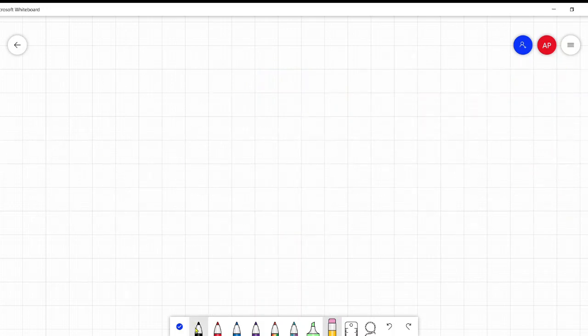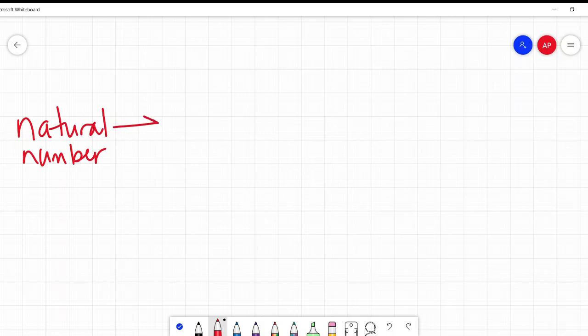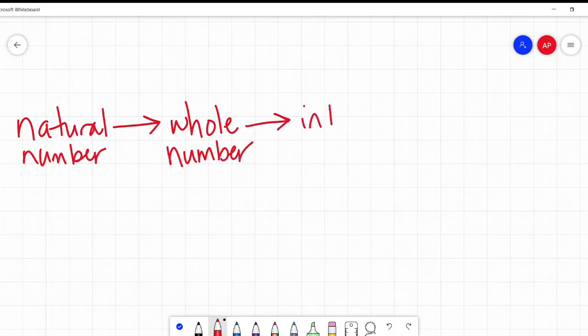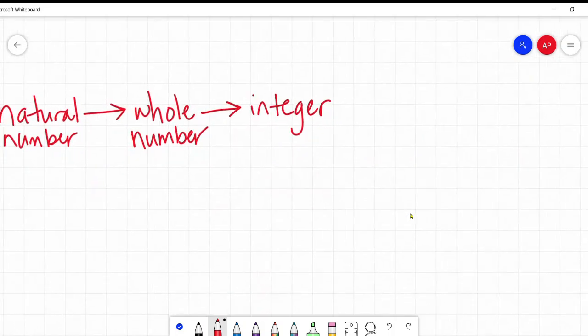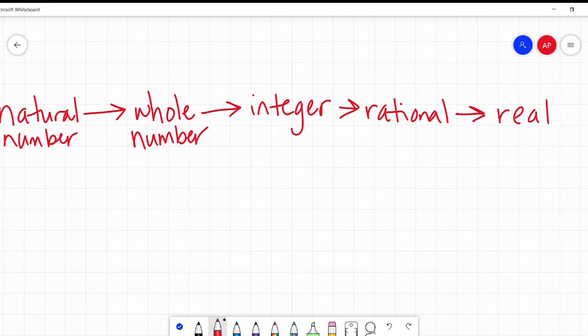And if you have a hard time visualizing it, just draw a number line. Just draw a number line if you get these questions. So if I have a natural number, a natural number is always a whole number. A whole number is always an integer. This only goes in one direction, saying always. An integer is always a rational number. And a rational number is always a real number. And it only goes in this direction. This is the always direction.